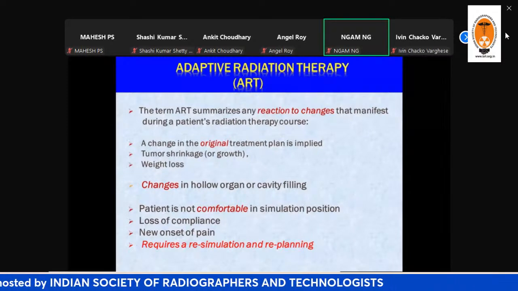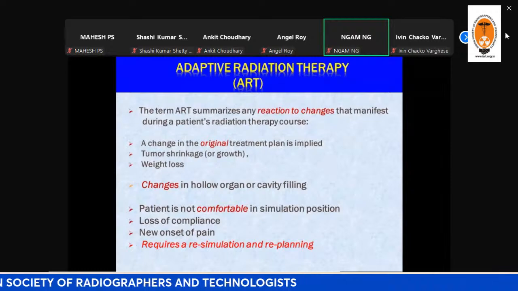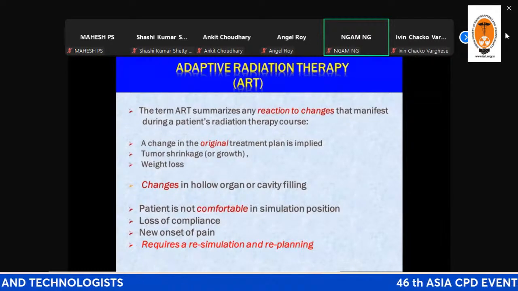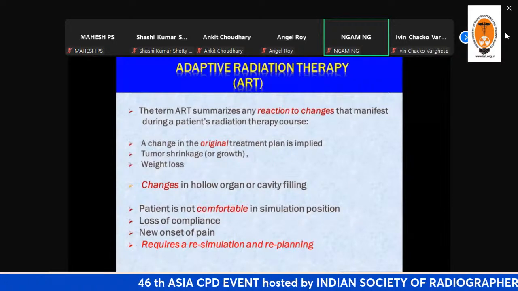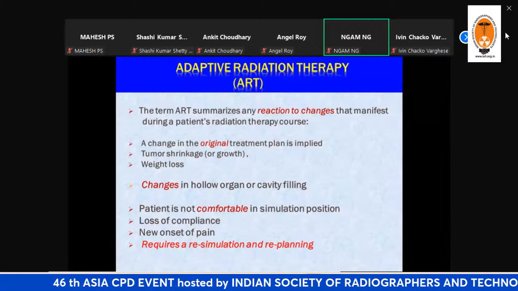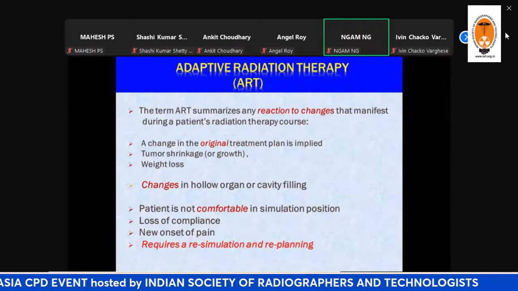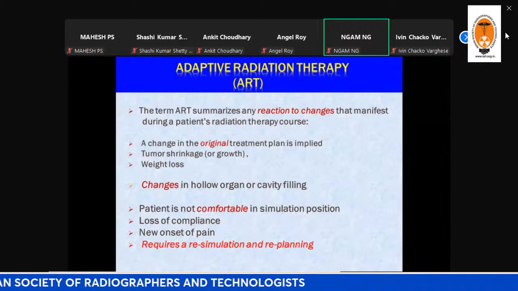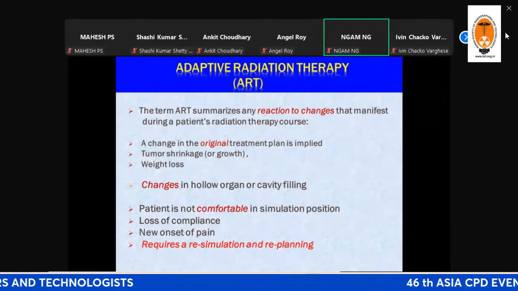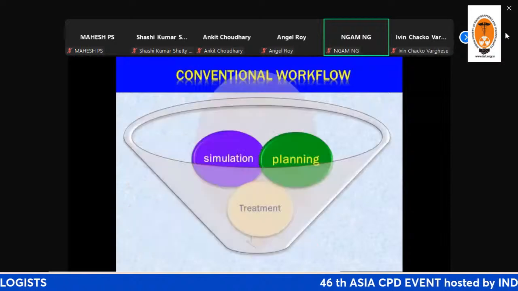So in these cases, we have to take correct decisions for the planning. Sometimes the patient is not comfortable in simulation positions. That could be a fit case for adaptive radiotherapy. Loss of compliance, a patient who is not cooperative, new onset of pain, and so many other things where the patient's image matching is not appropriate. So all these require a re-simulation and planning.